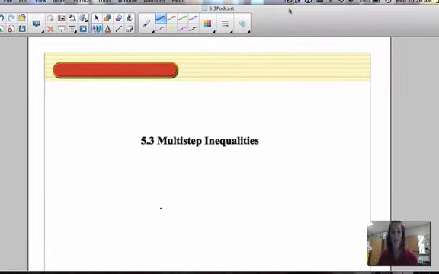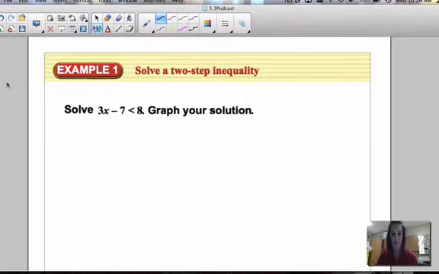This is a podcast for 5.3 multi-step inequalities. Now, you learned one step already, so multi-step obviously is 2 or more steps. So something very similar. We need to get the x by itself.